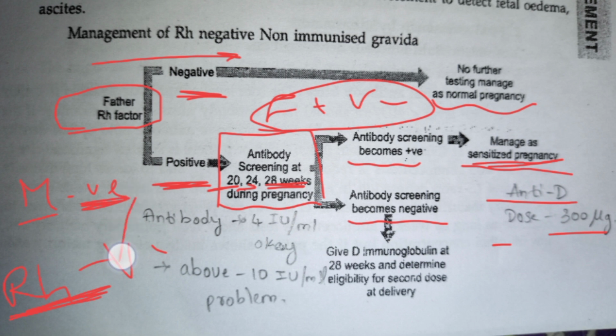And one main thing, during the antibody screening, on the result, if you get a count of 4 IU per ml, then there is no problem. It's a negative sign. If you get above 10, then there is a problem, which indicates it's positive.